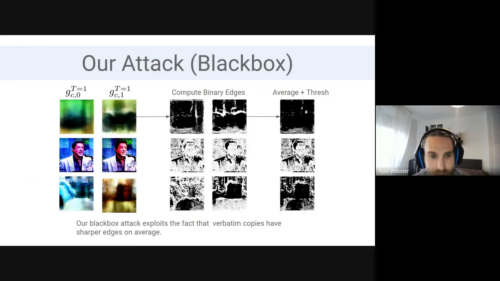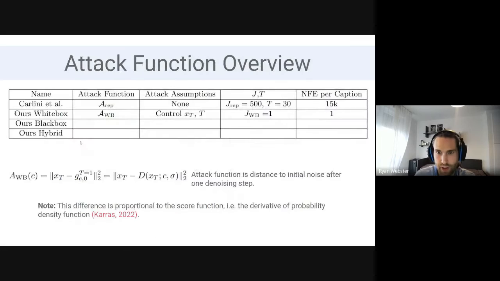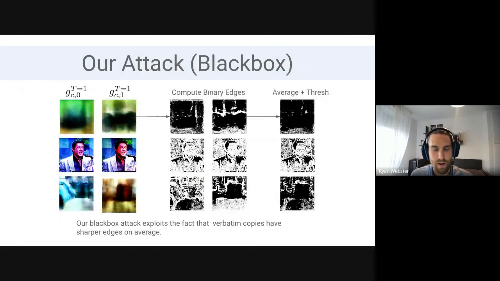Our black box attack can no longer use that, so we're just going to nix this assumption. We no longer have access to this x_t, and we're going to call this black box. So we have to use any property we can to discern these two cases: stuff that's blurry and uncertain versus something that has very clear edges. I thought of the simplest thing I could use, which is computing binary edges, averaging over some seeds, and then using the norm of this final image for our attack.